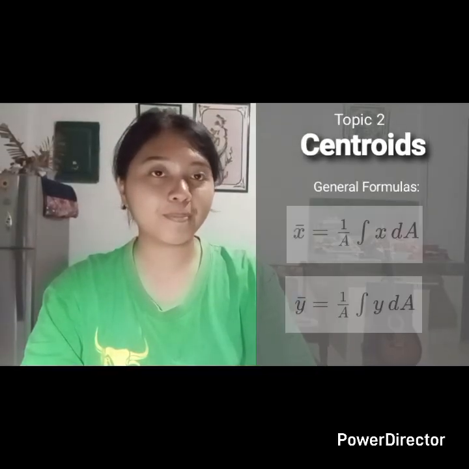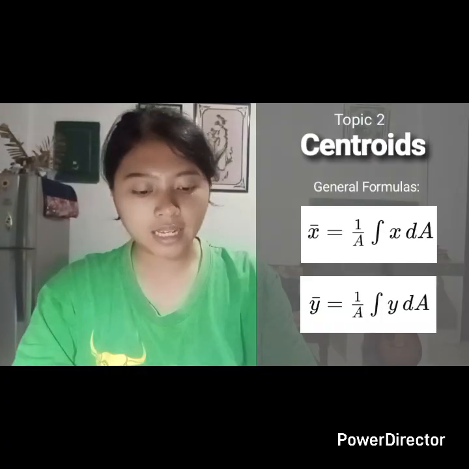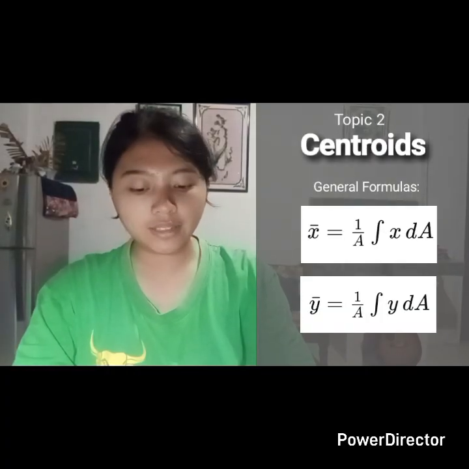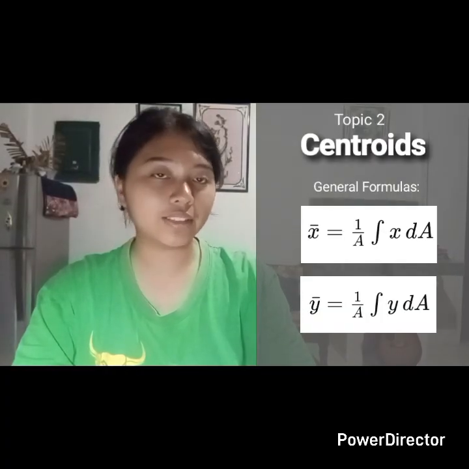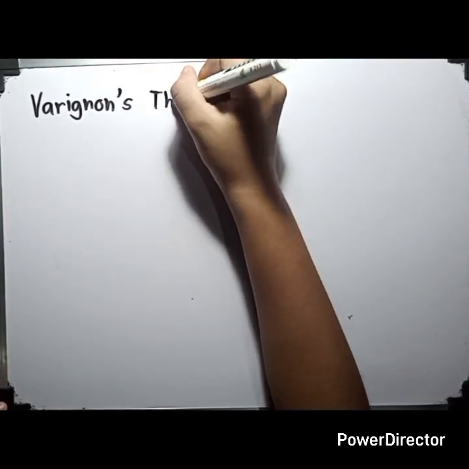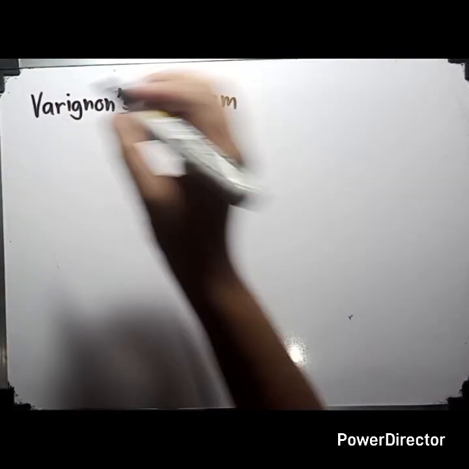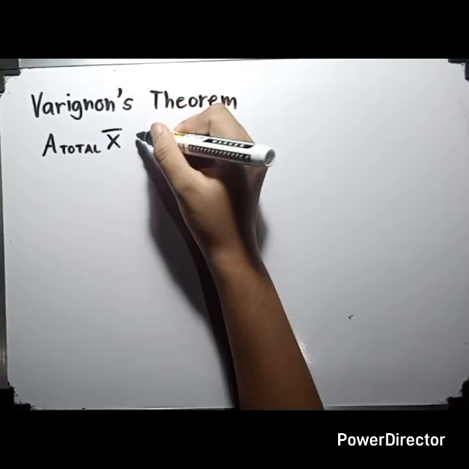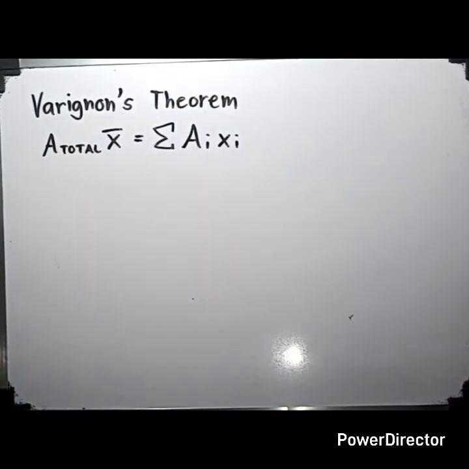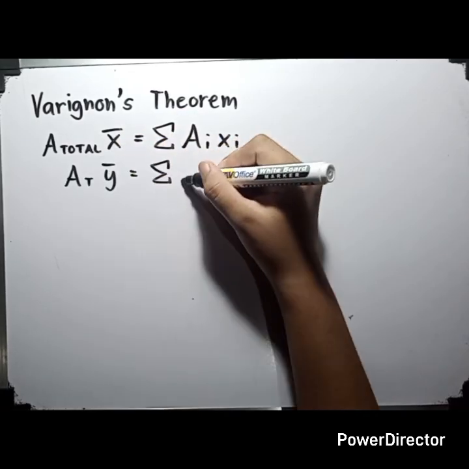Next, our second topic, centroids, referred to as the balance point of the area. These general formulas are used to find the centroid, the balance point of a planar area under a curve. Let's understand first about Varignon's theorem. This states that the moment of a force or an area about a point is equal to the sum of the moments of its components about the same point.